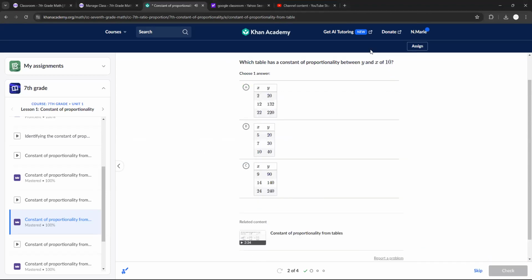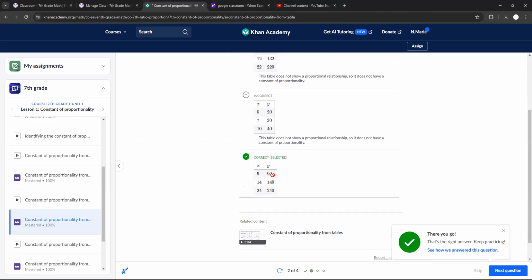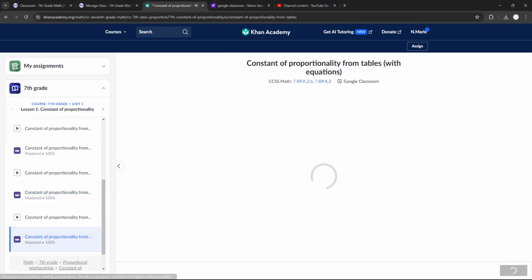And so that's how you do the tables. What times x gets you y? If x times 10 gets you y, this one works. I'm pretty sure it's A again. Let's see, actually, 12 times 10 is not 132. That does not work. 5 times 10 is not 20. It would be C. When you multiply all these by 10, you get your y.